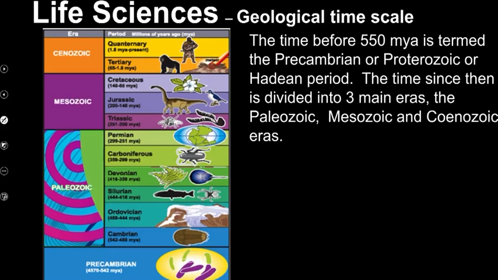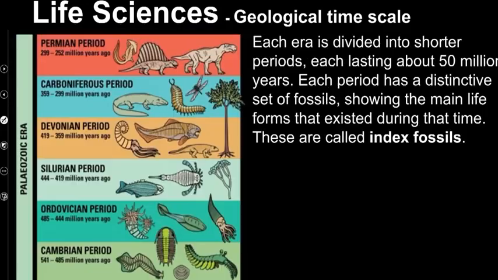This is the geological timescale with the different eras, the three main eras. Now, as you can see, each of these main eras is divided up into smaller and smaller portions, which we call periods, and they all last more or less 50 million years. Because there's so much on this slide, we're going to look just at the Paleozoic era, and we are going to have a look at the different periods in that Paleozoic time.